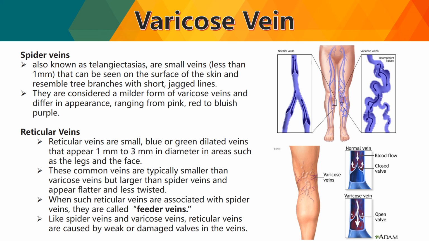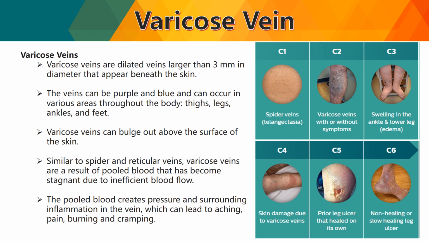Usually, reticular veins are caused by weak or damaged valves in our veins. Remember that our veins have valves to prevent backflow of blood. So if you have reticular veins, it means you have a damaged valve in your vein. And then we have the most common, which is what they really call varicose veins. These are usually dark blue to purple, and they usually cause pain. This is the most common in older people, very big and very painful.